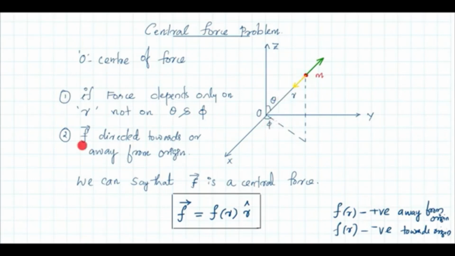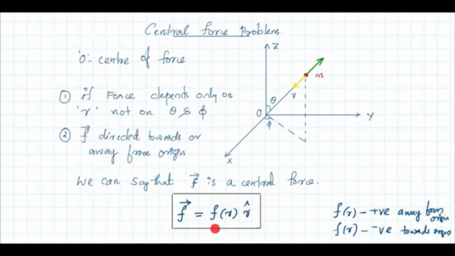The second condition is that F is directed towards or away from the origin. The force acting on this particle will always be along the direction of r cap or opposite to r cap. If these two conditions are satisfied, then we can say that the force acting on this particle is a central force. And mathematically, we can write it as vector F equals F of r times r cap. That is, the magnitude will depend only on the radial distance and the direction will be either along r cap or opposite to r cap.